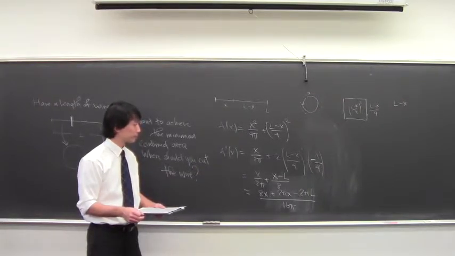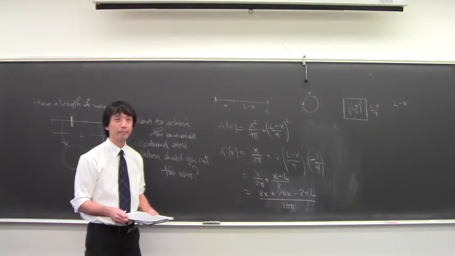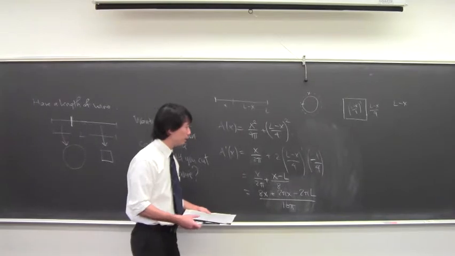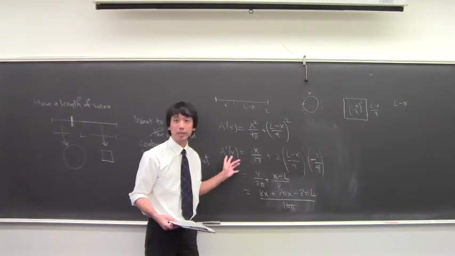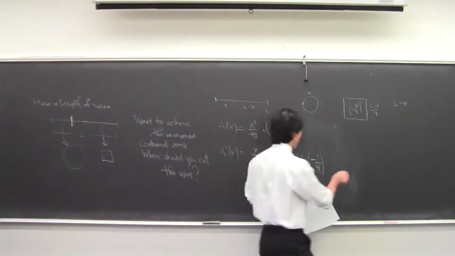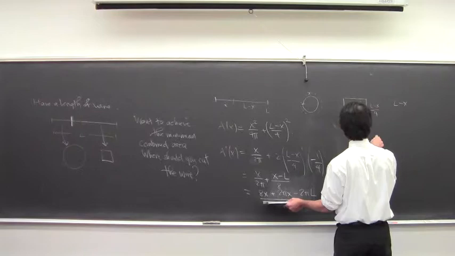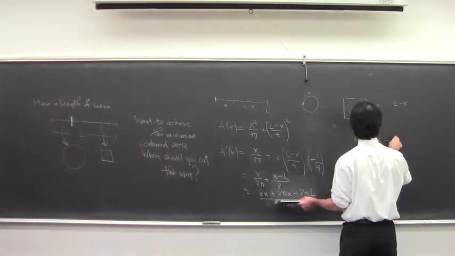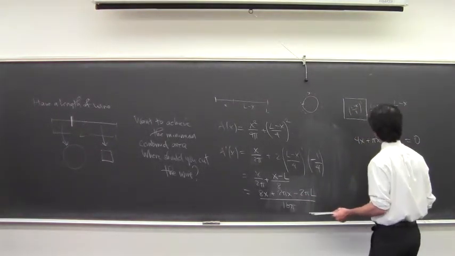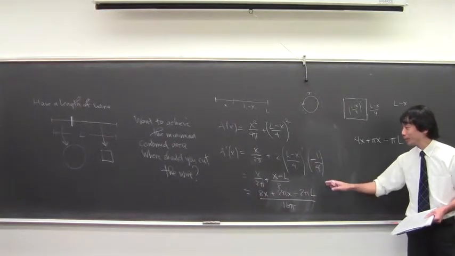Okay, so you want to set this thing, you want to find where the zeros are. So just set the top equal to 0, and we divide it by 2. So 4x plus pi x minus pi L equals 0. I should have found a better common denominator.